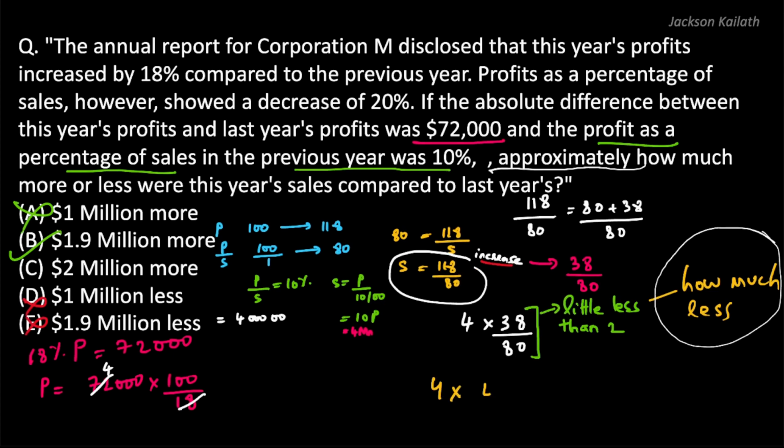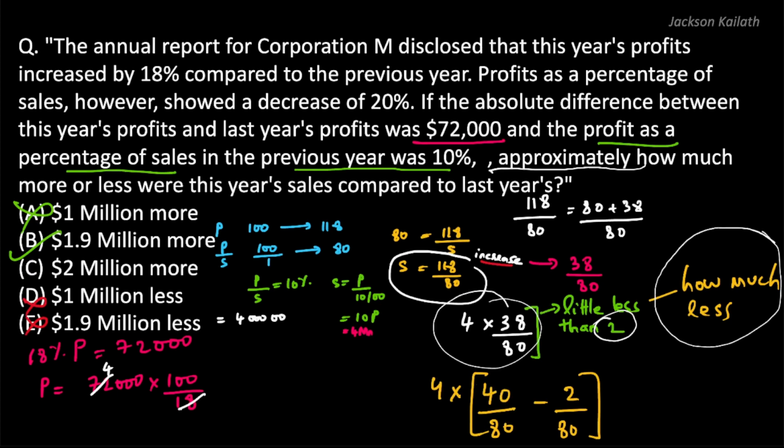So this over here can be rewritten as 4 into 40 by 80, which is what would have given us 2, minus 2 by 80, which is the difference, right? How much less is 4 into 2 by 80? From here you can see, right? 4 into 38 by 80 can be written as 4 into 40 by 80 minus 2 by 80. So the difference is 4 into 2 by 80. Let me write that over here. So 4 into 2 by 80, you will see that that's nothing but 8 by 80, which is equal to 0.1. So how much less? It's 0.1 million less than 2 million. So that is why the correct answer to this question is option B, which is 1.9 million.